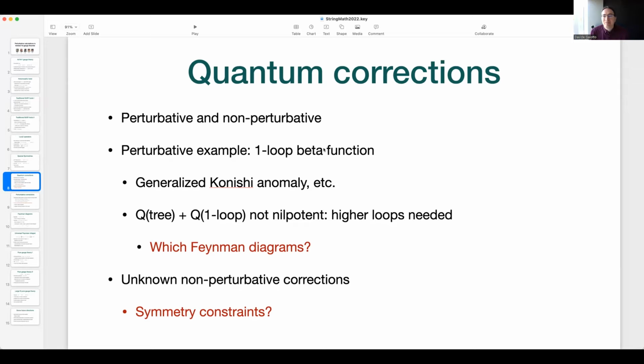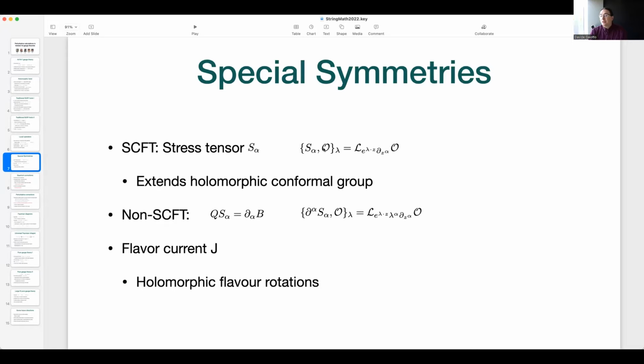So, quantum corrections. First of all, it's evident that there are going to be quantum corrections simply because we know that there are quantum field theories which are classically scale invariant, but not quantum mechanically. So there are definitely theories for which this holomorphic stress tensor is Q-closed classically, but quantum mechanically is not. So there must be quantum corrections at loop level, because that's where the beta function arises from.